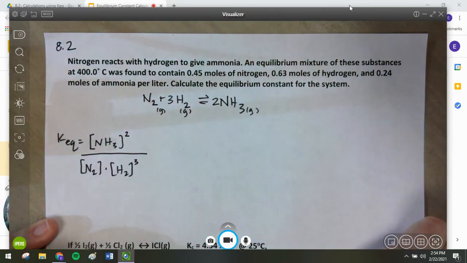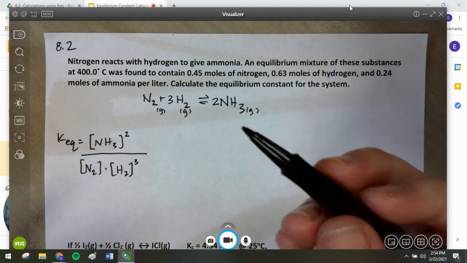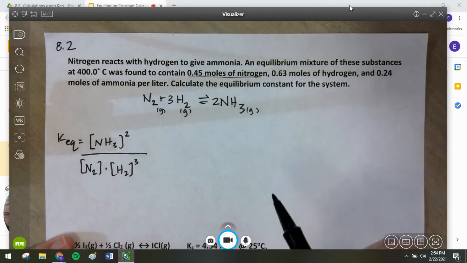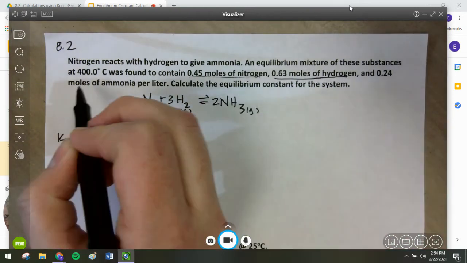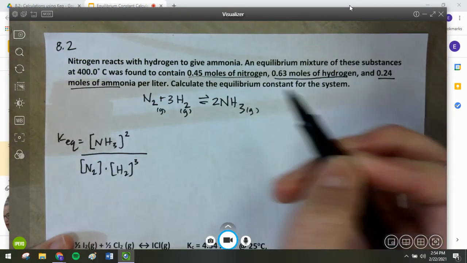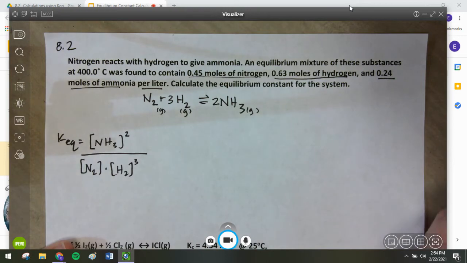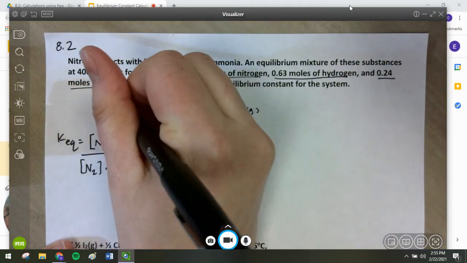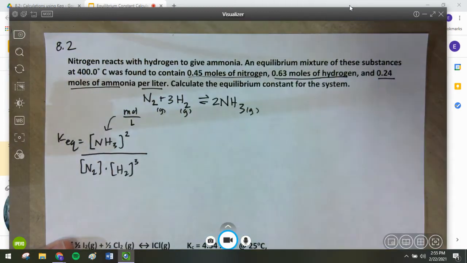divided by the concentration of N2 times the concentration of our hydrogen to the 3rd power. So in this case, because it's a very basic problem, it tells us how much we have of our nitrogen, how much we have of our hydrogen, and how much we have of our ammonia. And it tells us it's per liter. So that means in 1 liter, we have those concentrations. These here, remember, are moles per liter unless specified.